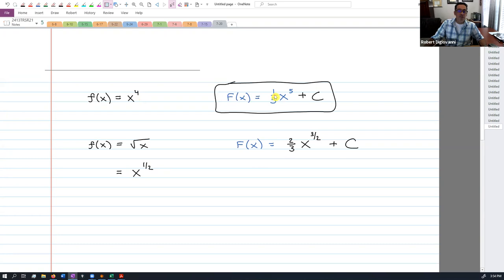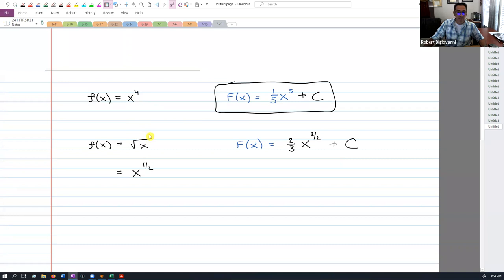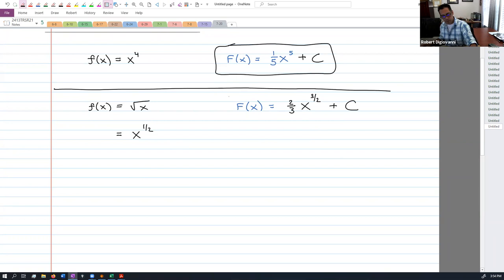Let's go back one. When we were here, we didn't have an issue, because the 2 was here already. But when we take those numbers out of the front, we get something a little more complicated. Let's do another one. How about this?